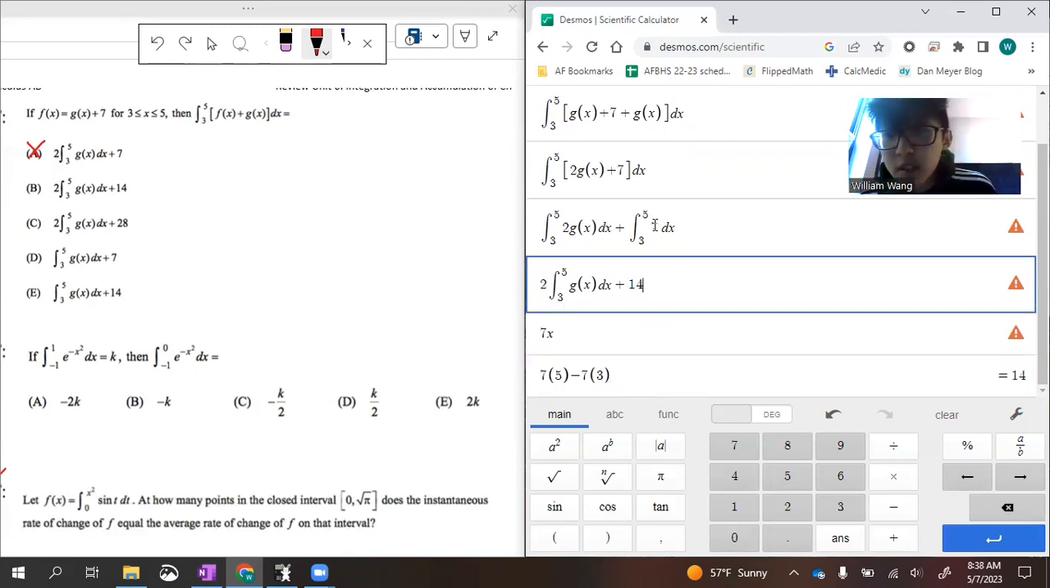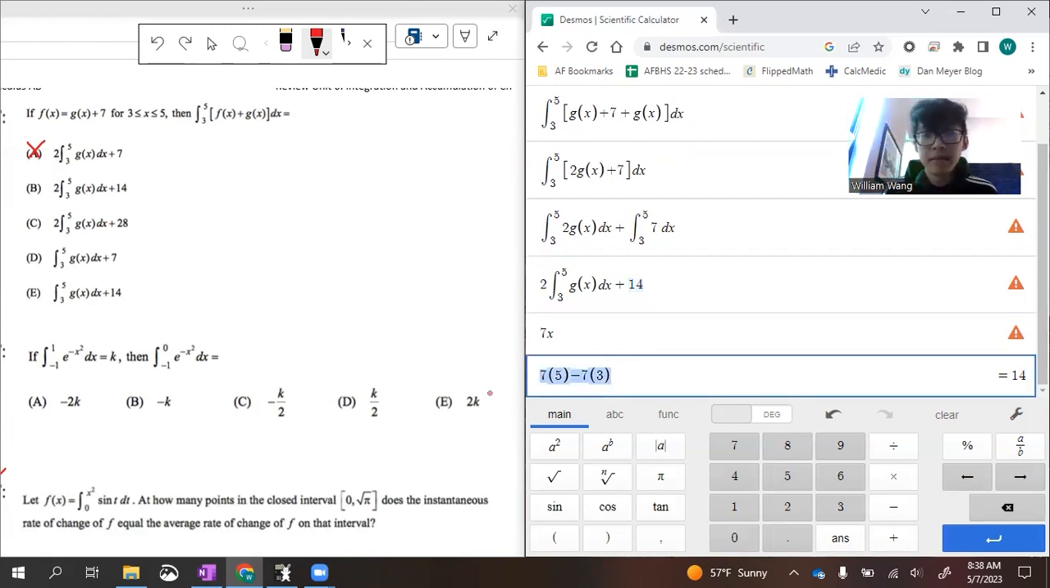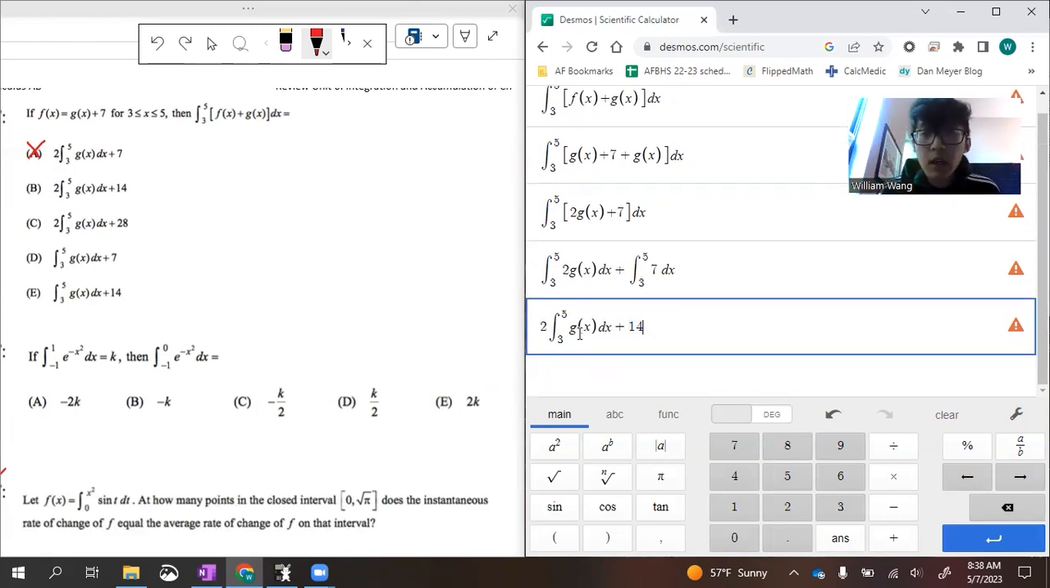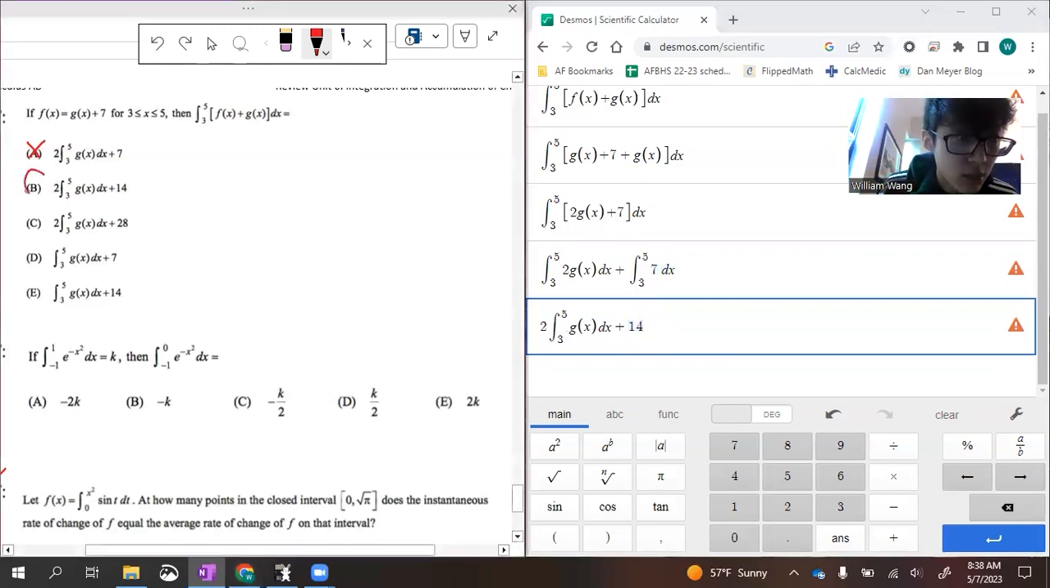Another way is, remember, this is just the area of a rectangle with a height of 7. And since my integral goes from 3 to 5, I have a width of 2. So a height of 7, a width of 2, that gets me 14. All right, there you go. So my integral of g of x is separate. I have not solved for this. My integral of 7, I did solve for this. It is 14. So my answer choice is going to be B. Make sure, again, you do not choose A, because you need to integrate the 7. It's still part of your integral.